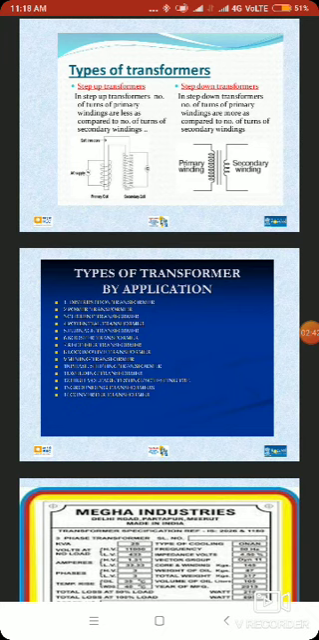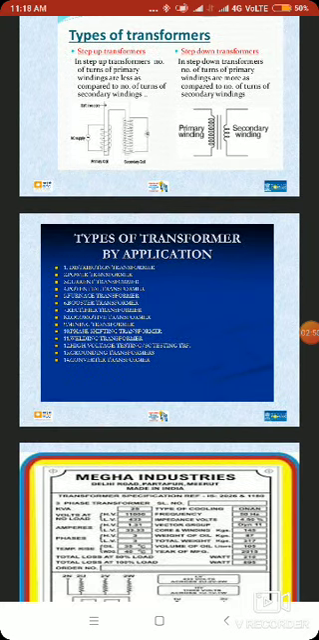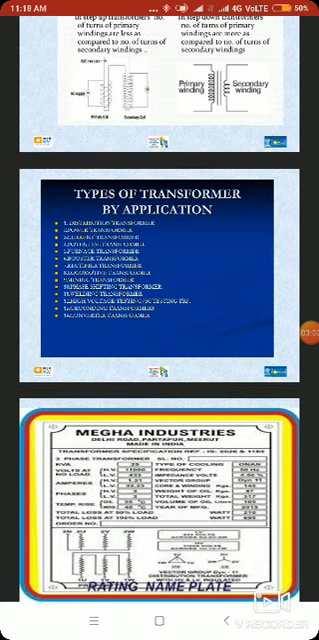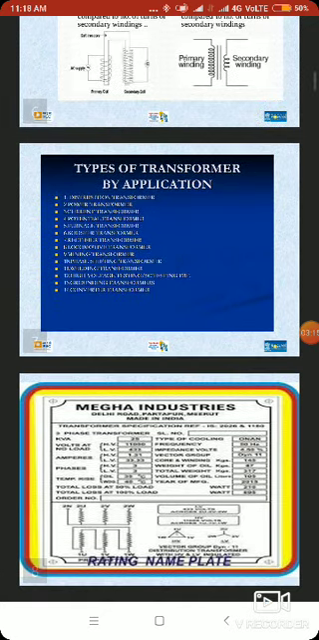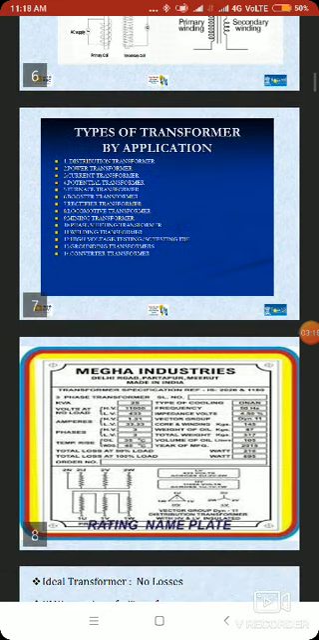Now, according to the types of application, we have distribution transformer, power transformer, current transformer, potential transformer. Current and potential transformers are known as instrument transformers, because they are basically used for measuring the current. Then furnace transformer, booster transformer, rectifier transformer, locomotive transformer, mining transformer, phase shifting transformer, welding transformer, high voltage testing, and grounding transformer converter.